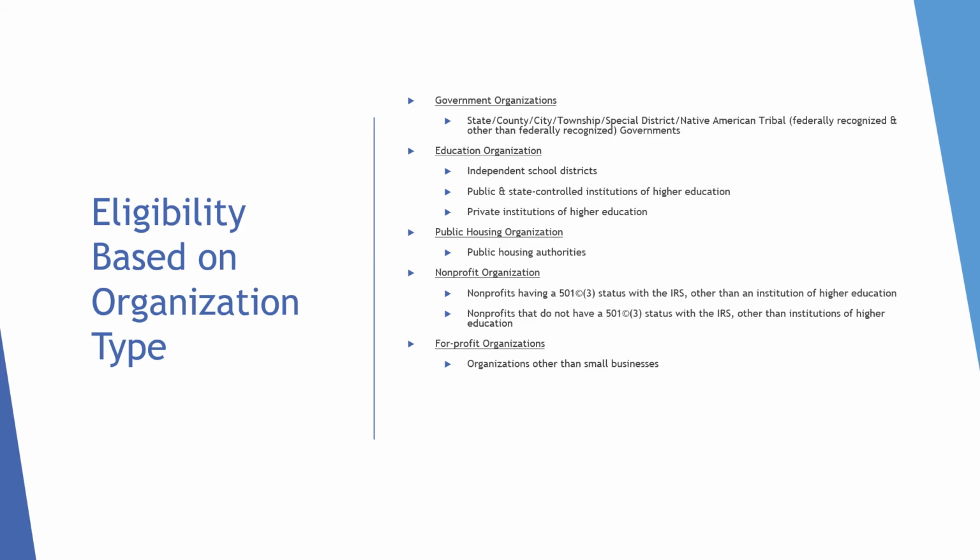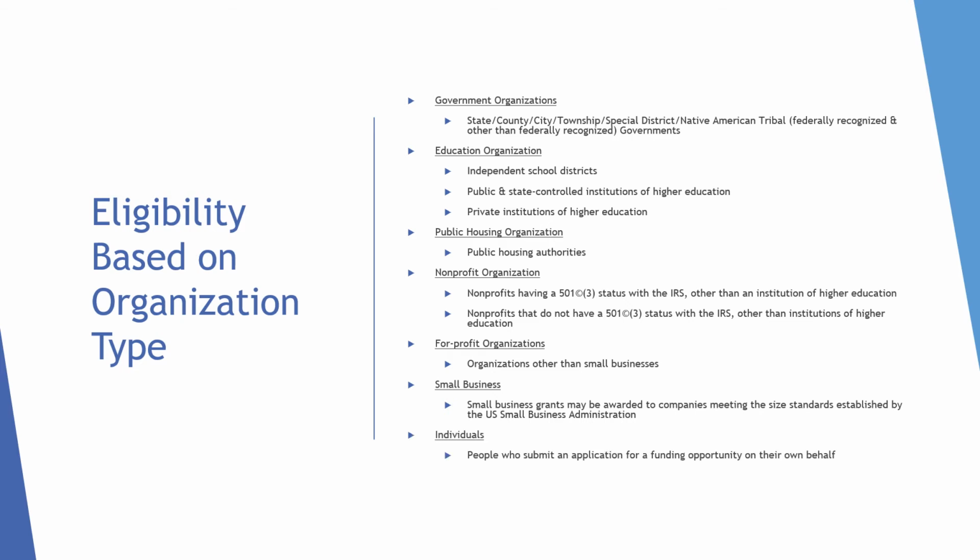For-profit organizations. That's organizations other than small businesses. Small businesses. Small business grants may be awarded to companies meeting the size standards established by the U.S. Small Business Administration. And finally, individuals. That's people who submit an application for a funding opportunity on their own behalf. Please note that most of the funding opportunities on grants.gov are for organizations, not individuals.